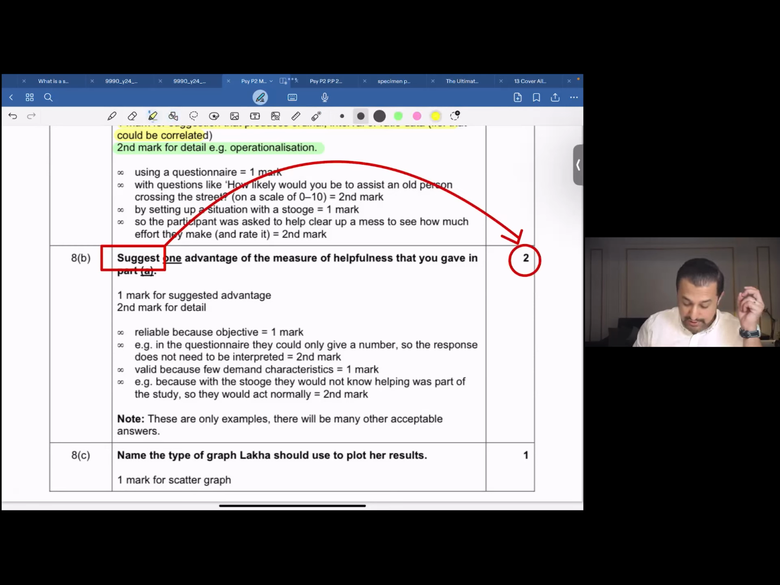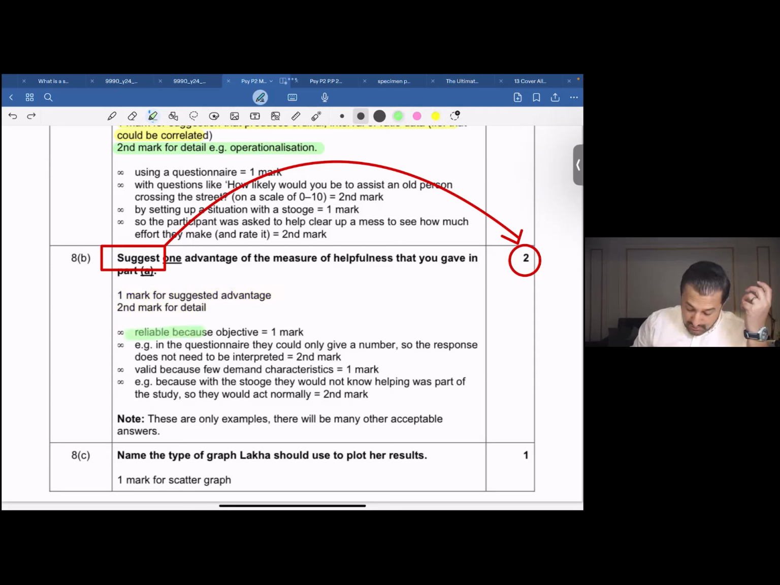It's a 2-mark question again that says suggest one advantage of the measure of helpfulness that you gave in part A. Now this is connected to the previous answer that you provided. How do you get 2 marks over here? You get the first mark for suggesting an advantage and the second mark for providing a detail to it.